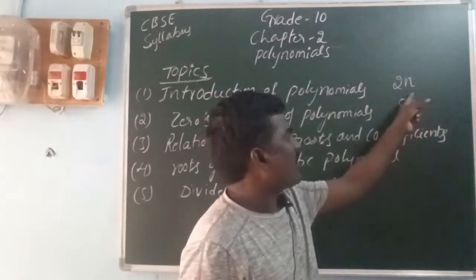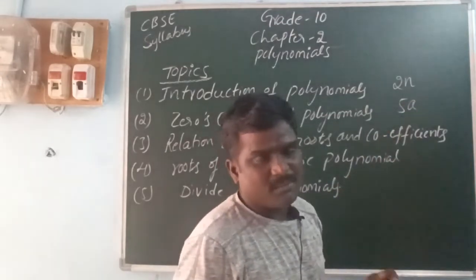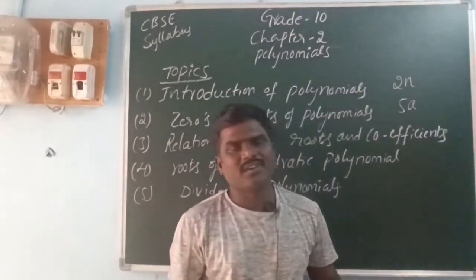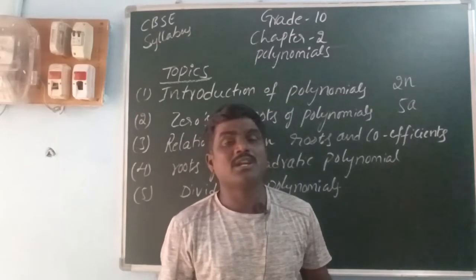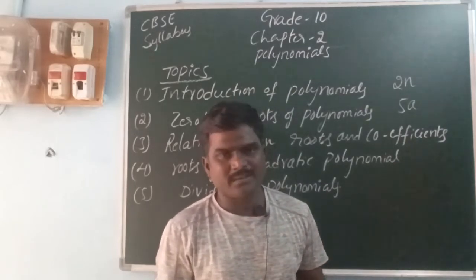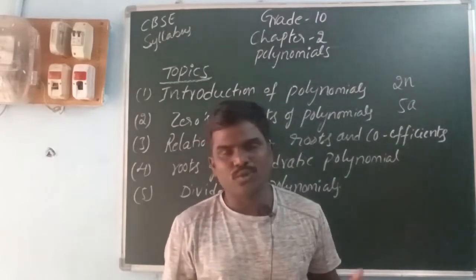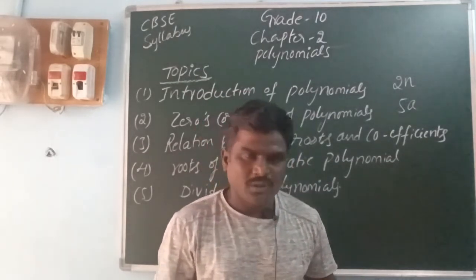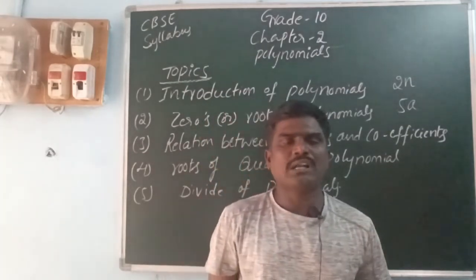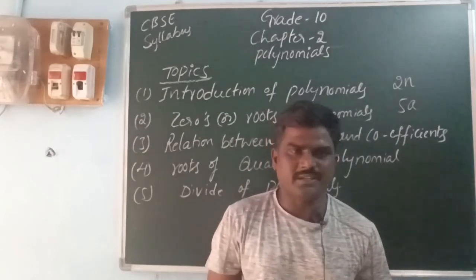What is the variable here? a. So variable means a symbol that can change for any numerical value. That is called a variable. Next, constant means what? Any symbol that does not change for any numerical value. So what are the constants? All numerical values are constants.